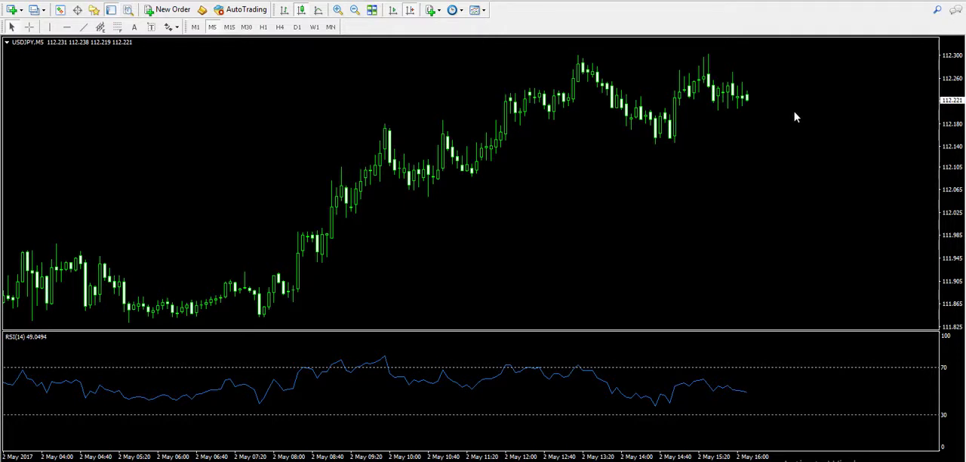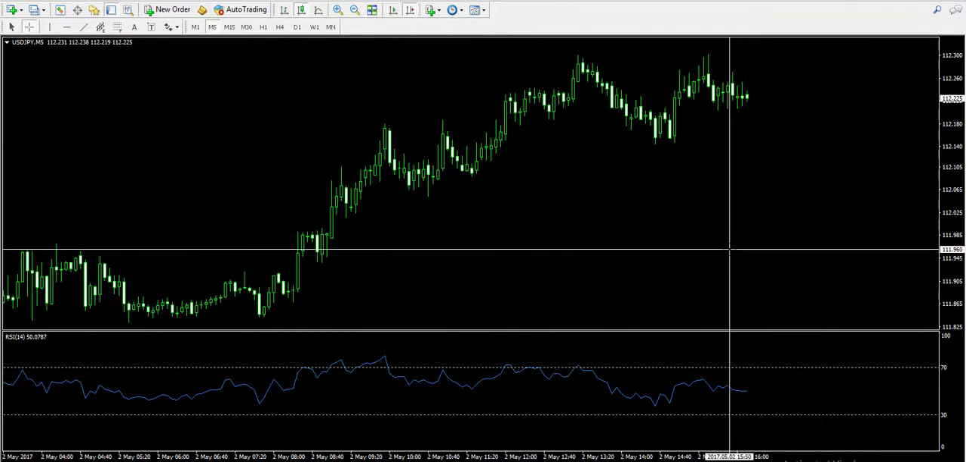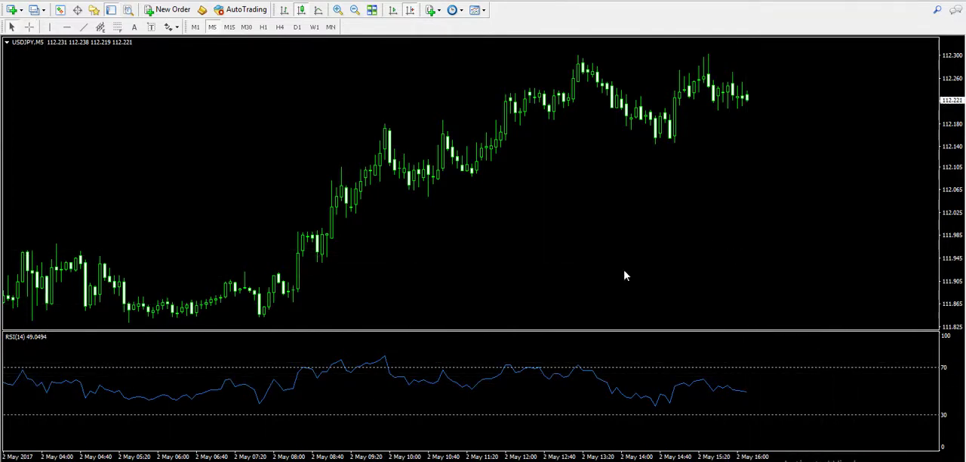So currently I'm looking at the 5-minute chart of the American dollar Japanese yen forex pair. As you see, at the bottom of the chart, I have attached an indicator that is well known to most of the traders. This is the RSI indicator, which is an abbreviation that comes from Relative Strength Index. So just a few words about the relative strength index first.